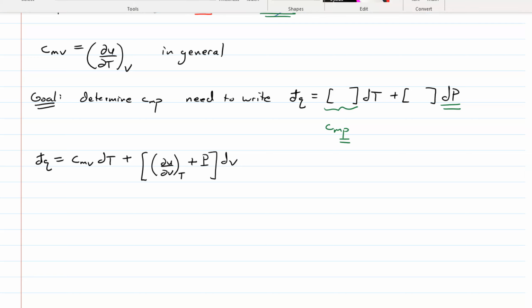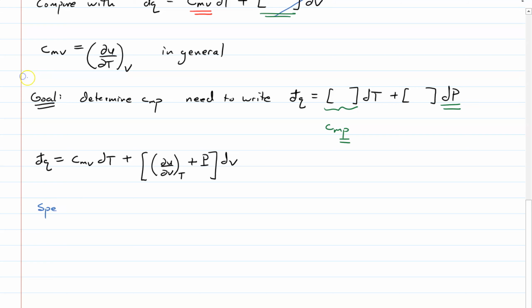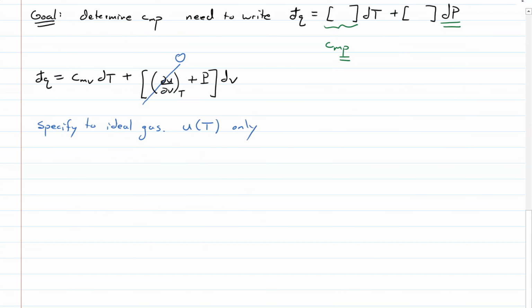Now I need to specialize to the ideal gas. For an ideal gas, U is a function of T only. It doesn't depend on the volume, so that means this is 0. The energy of the ideal gas doesn't depend on the volume. So now I've got dq is equal to cmv dt plus p dv for an ideal gas.